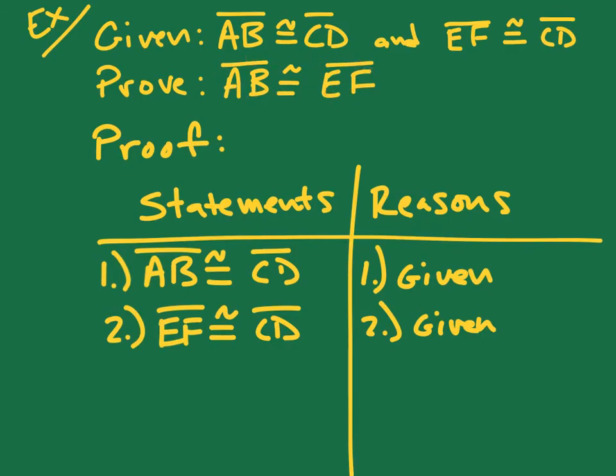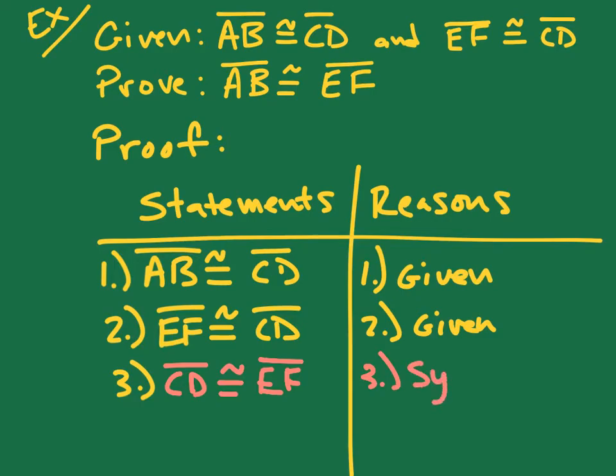The first thing I want to do is switch these around, okay? And say that I could rewrite this statement saying that CD is congruent to EF. All I did there was use the symmetric property. I just changed those around.